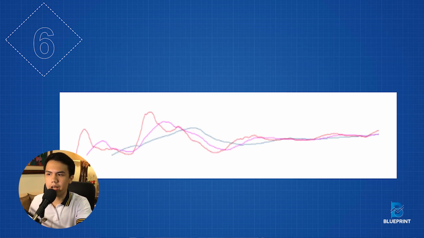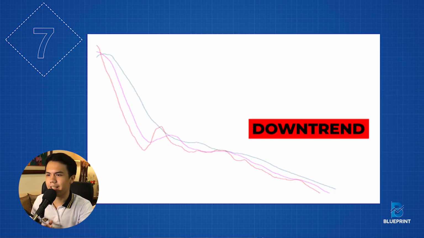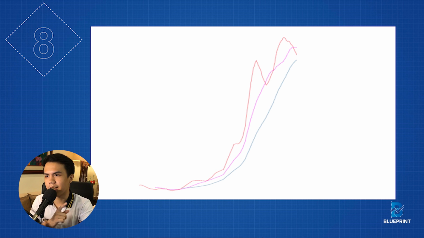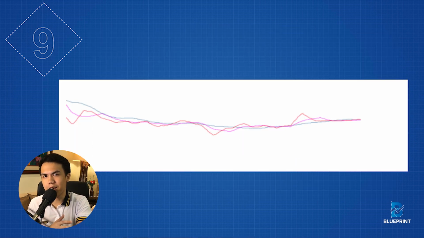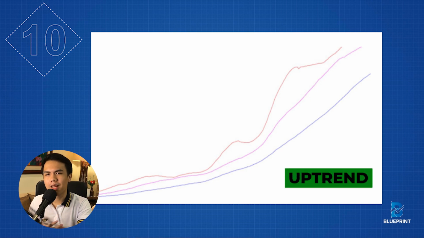For the next examples, 3 seconds lang tayo. 3, 2, 1. Sideways. 3, 2, 1. Downtrend. 3, 2, 1. Uptrend. 3, 2, 1. Sideways. 3, 2, 1. Uptrend.